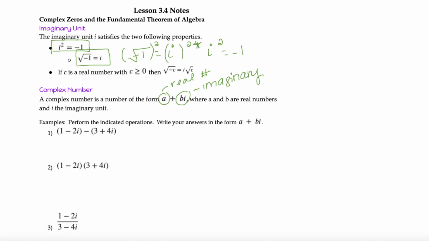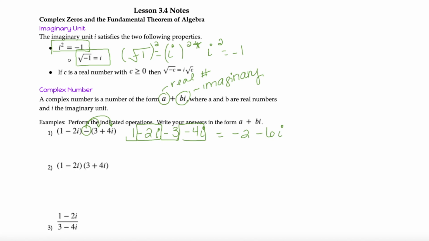So notice I have 1 minus 2i minus 3 plus 4i. This is not multiplication, it is subtraction. We know that with subtraction, I can get rid of the negative sign by distribution. This is the same then as 1 minus 2i minus 3 minus 4i, and then combining like terms, 1 minus 3 is negative 2, and combining our imaginary parts, negative 2i minus 4i is negative 6i.